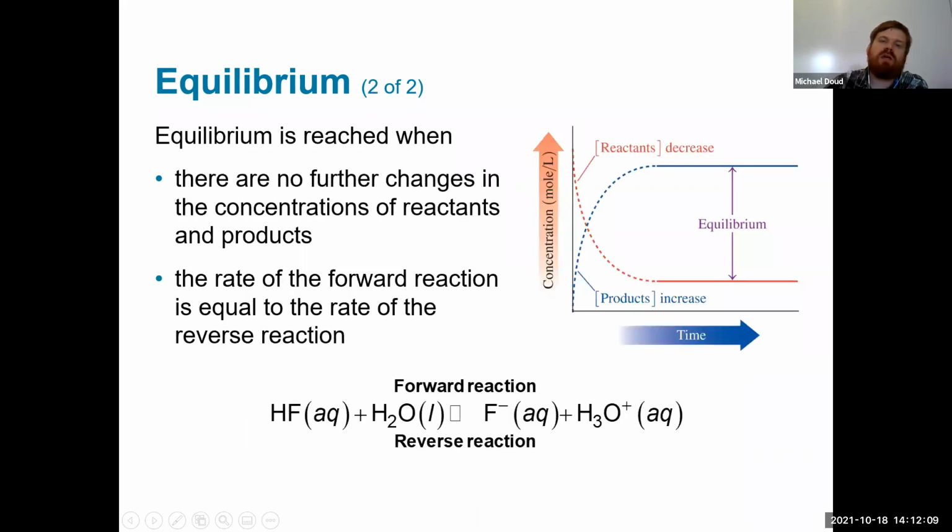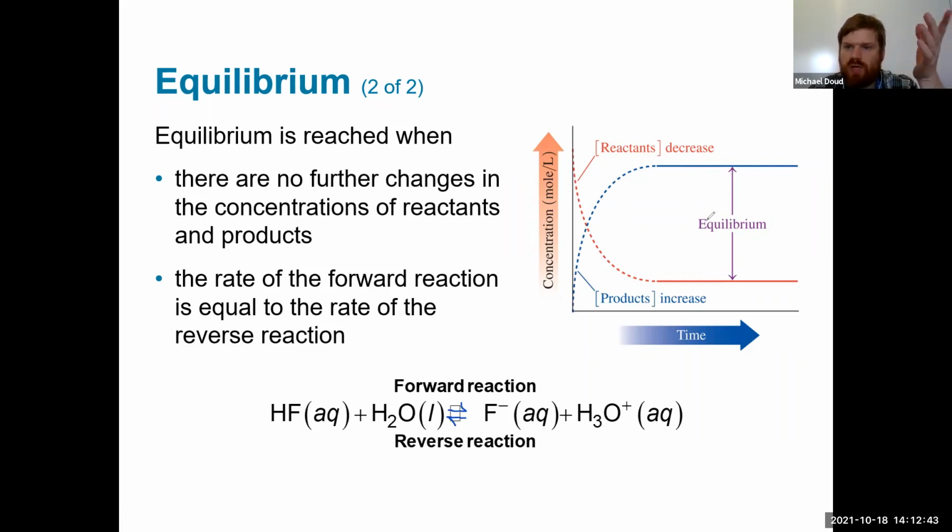Now equilibrium is a state where, after you let a reaction go for a while, eventually the concentration of reactants will decrease and the concentration of the products will increase until they hit a steady state. And that steady state is what's known as equilibrium. And once again, this should be a forward arrow. I thought I fixed this, but apparently there's some problem displaying this. You have a forward arrow and a reverse arrow to show that both reactions are occurring at the same time.